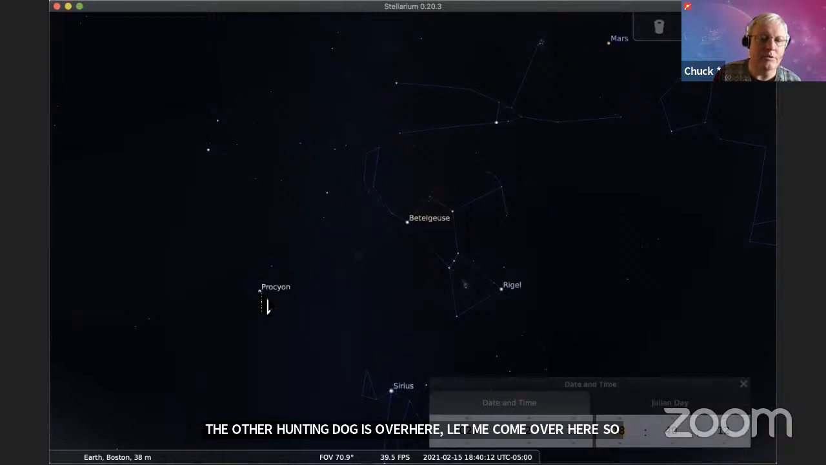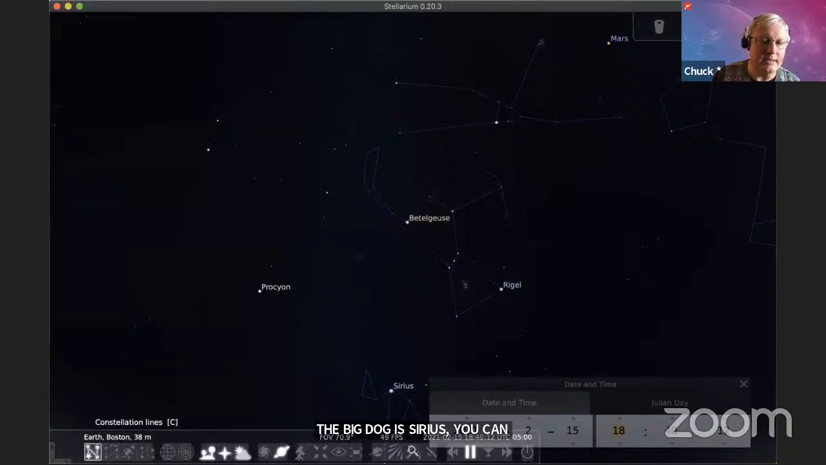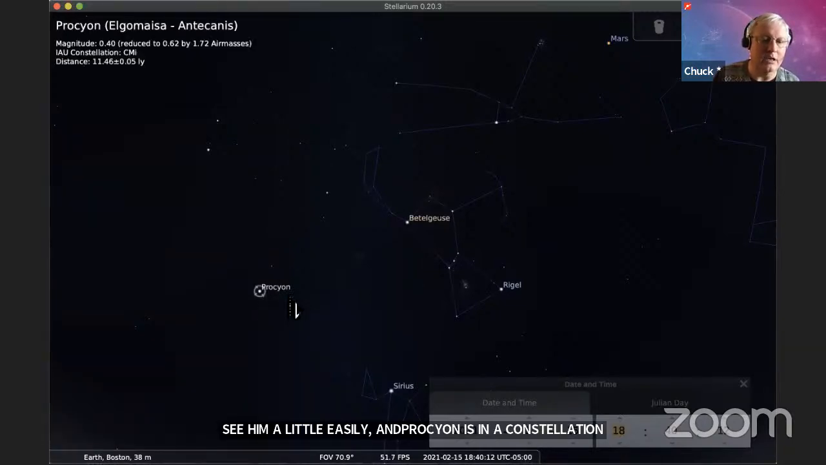And then Procyon is in a constellation called Canis Minor, the little dog. There and there. Those are its two stars. Do you see a dog there? Okay, do you see a hot dog up there? That's about all I see. But anyway, that is Canis Minor, the little dog.